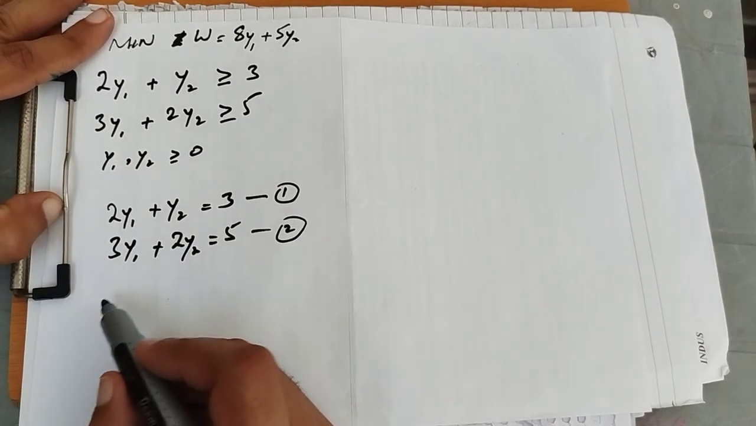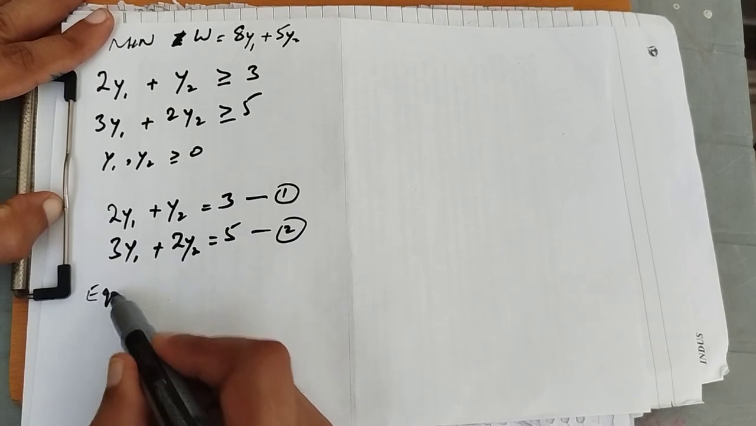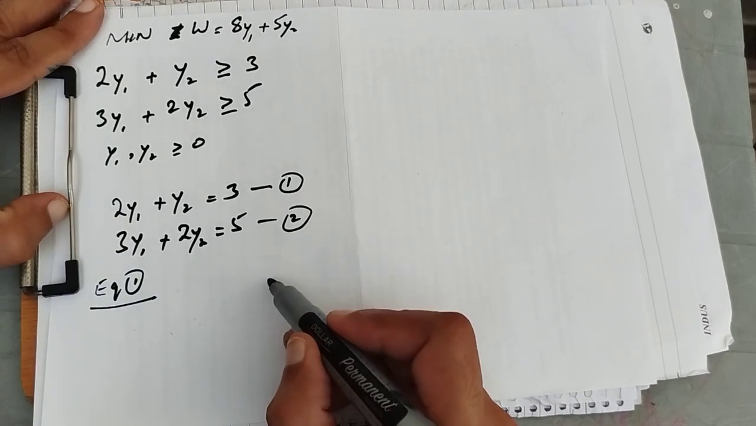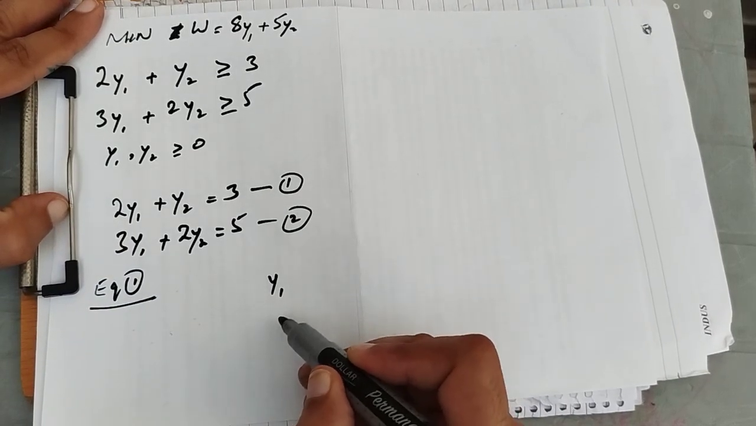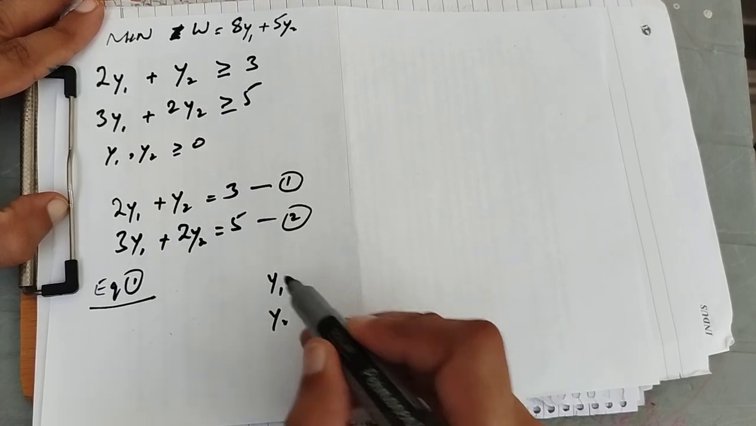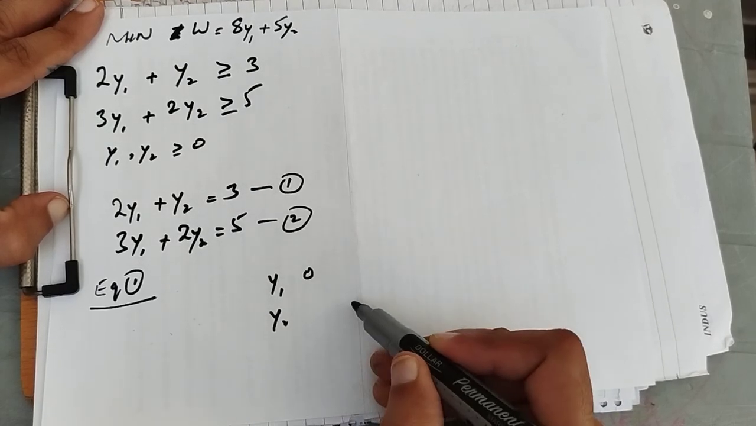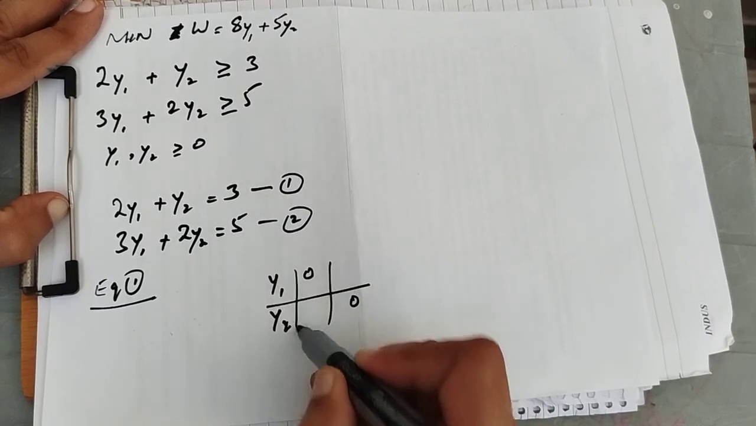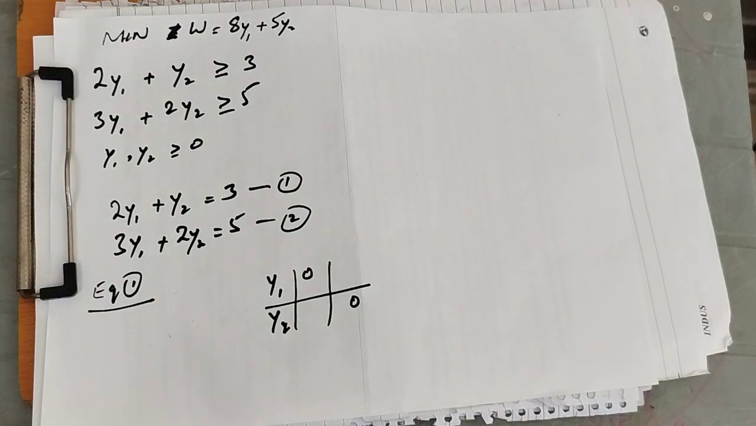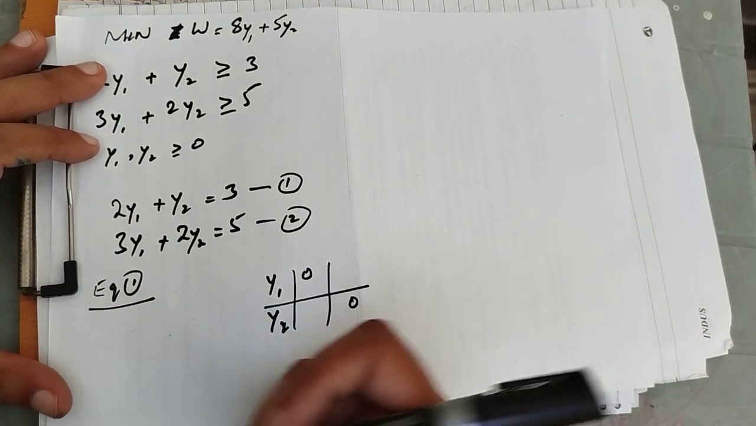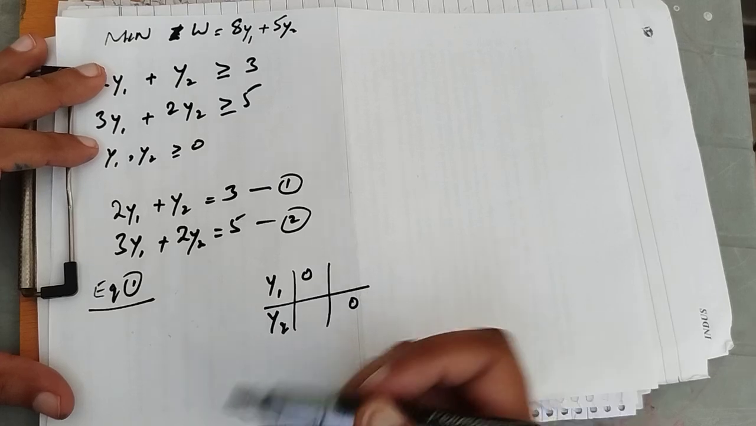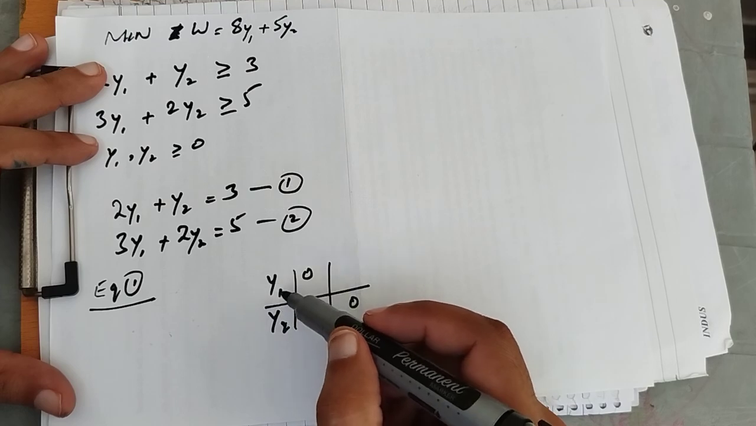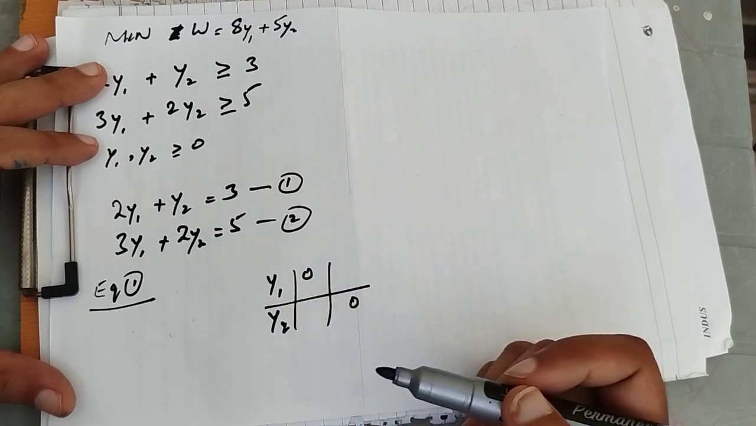So let's take equation 1 and find the x and y-intercept. For that, y1 equals 0 and y2 equals 0. This we have to do so that we don't miss any point. So we will be finding this point and that point. This will be the y1 intercept, and this will be the y2 intercept.